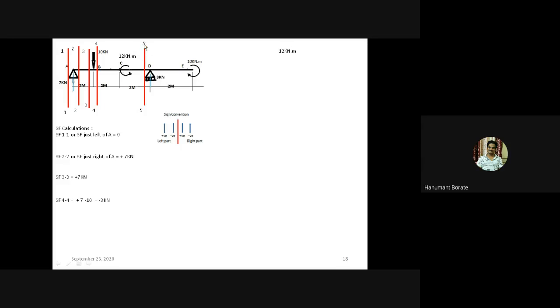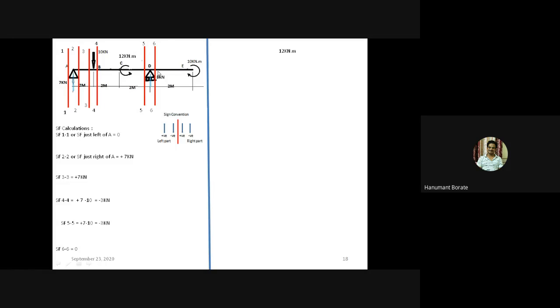Now due to that, we have taken a section here, 5-5, just left of the vertical load. Now we'll see the calculation. If we take a section here, 5-5, and consider the left part, only 2 forces, 7 kilonewton upward, 10 kilonewton downward, so we'll get the same answer.